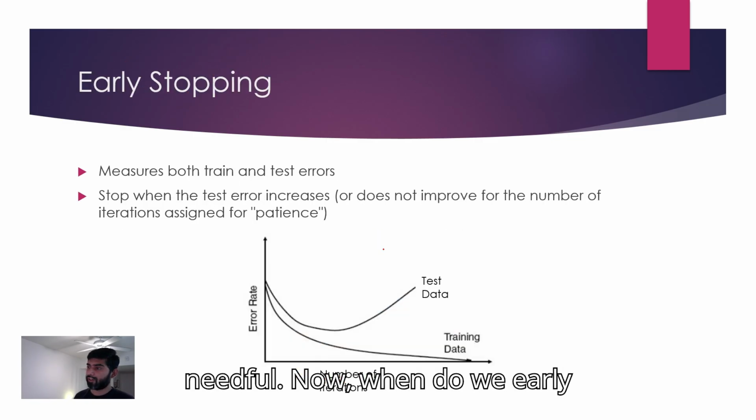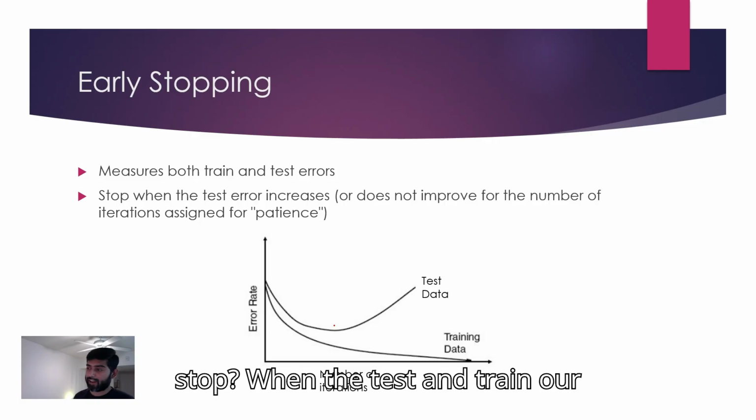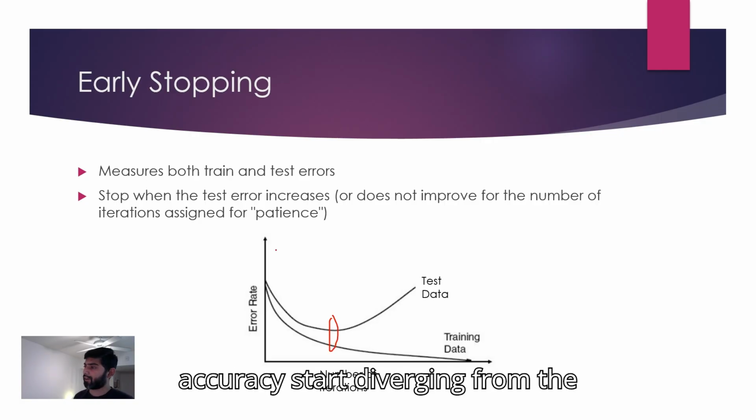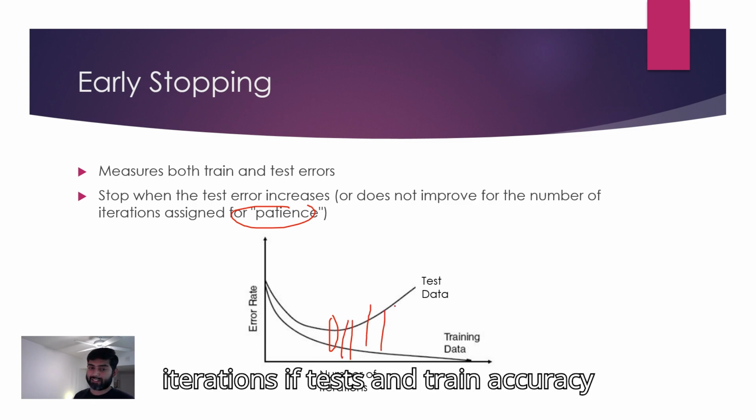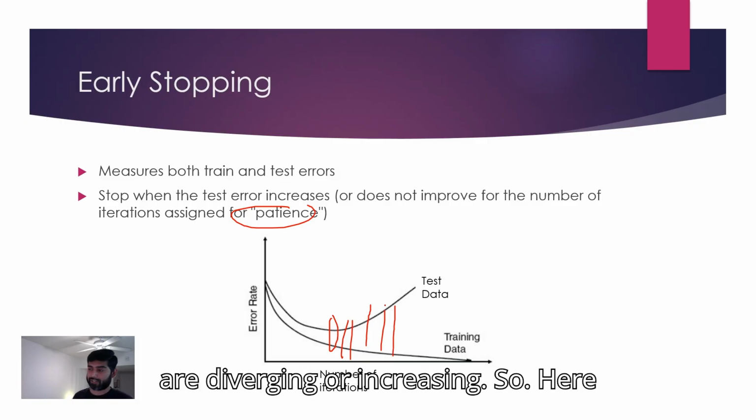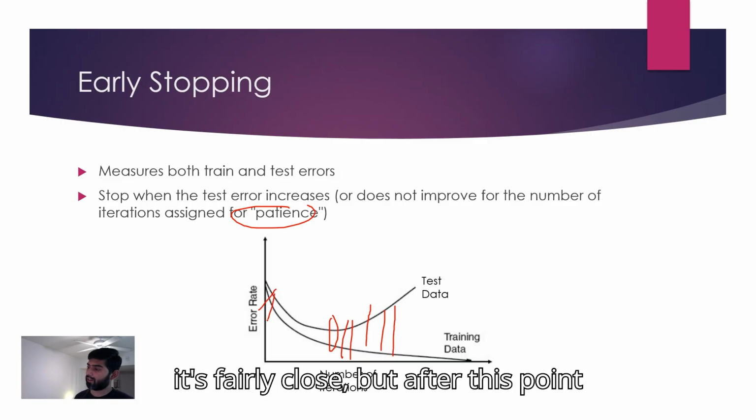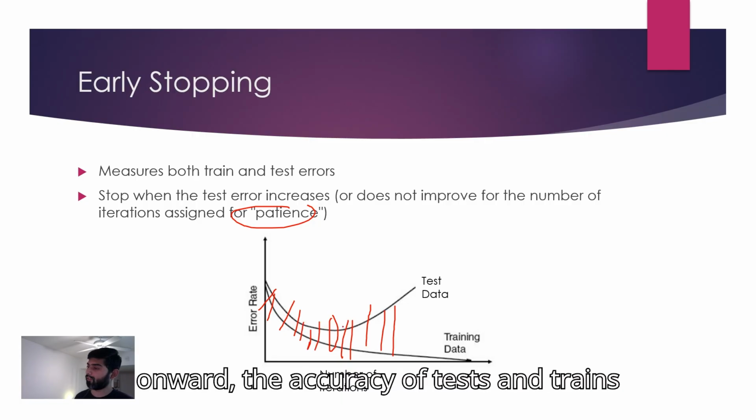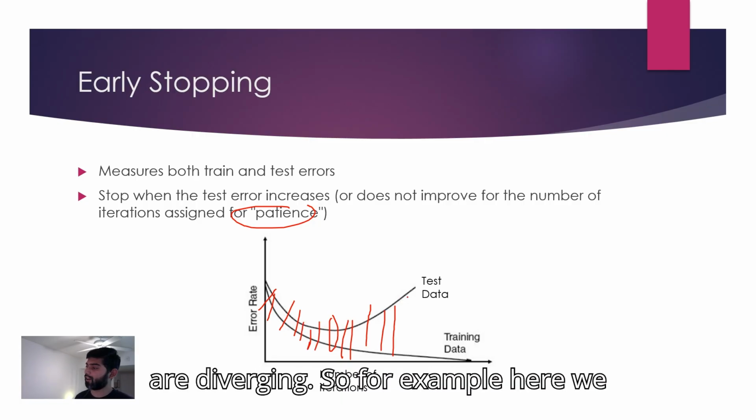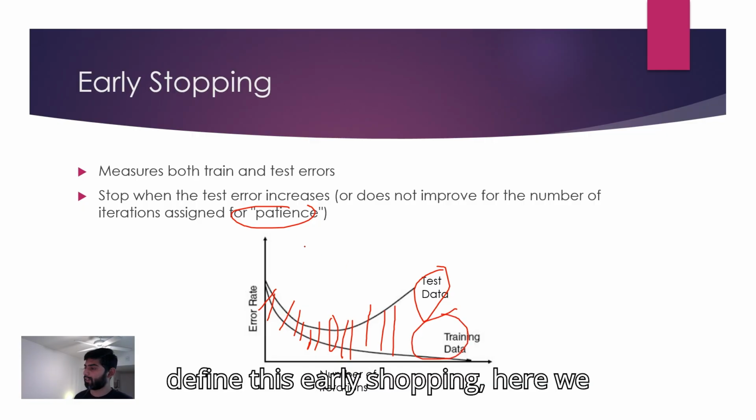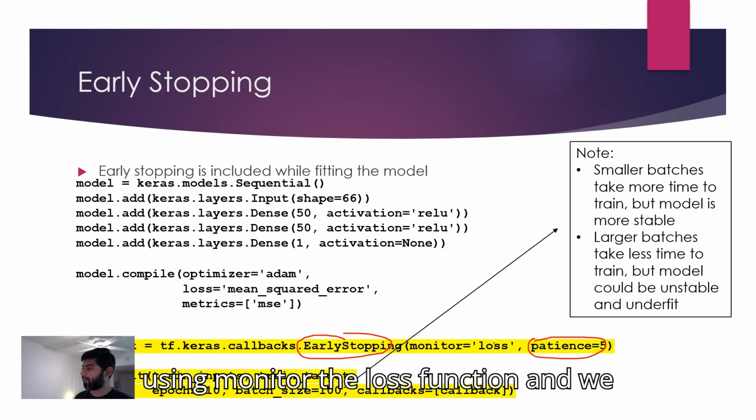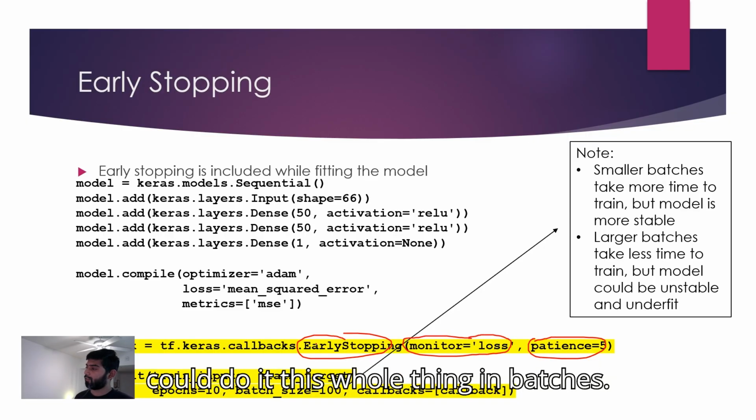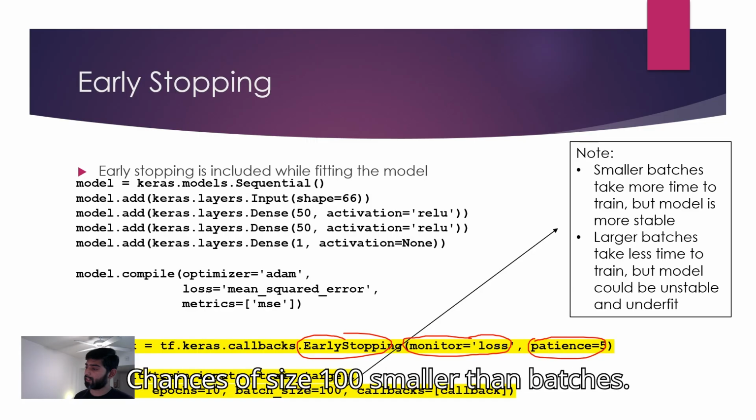Now, when do we early stop? When the test and train accuracy start diverging, we use another parameter called patience. We'll keep some level of patience, and we'll observe for 5, 6 iterations whether test and train accuracy are diverging or increasing. So here it is fairly close, but from this point onward, the accuracy of test and train are diverging. So for example, here we define this early stopping and this patience, and we are monitoring the loss function. And we could do this whole thing in batches of size 100.